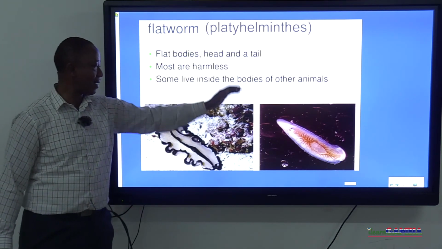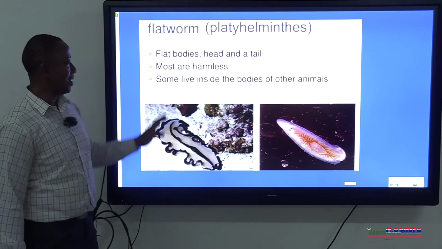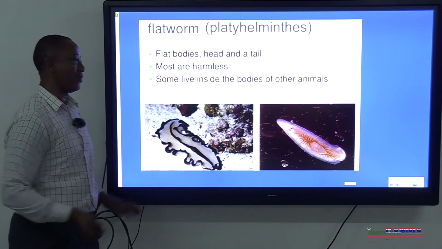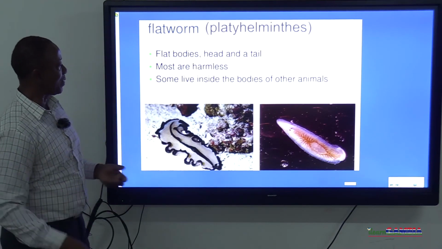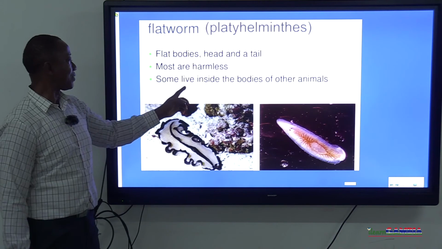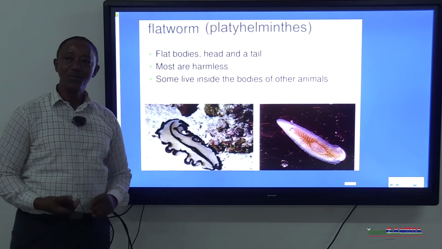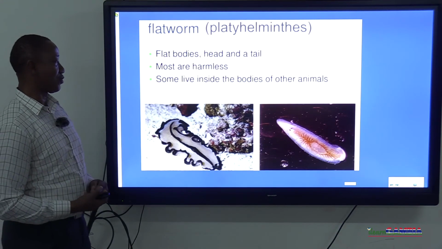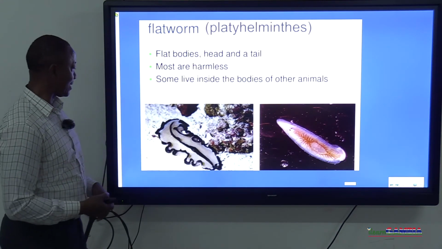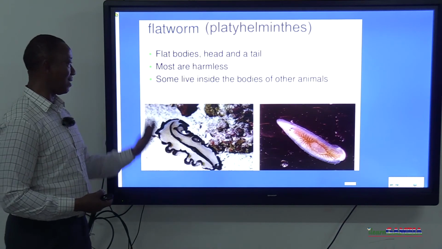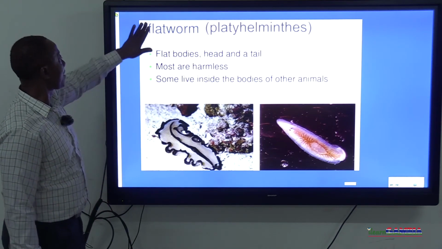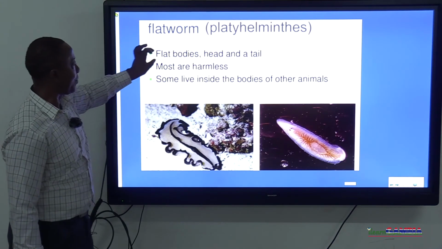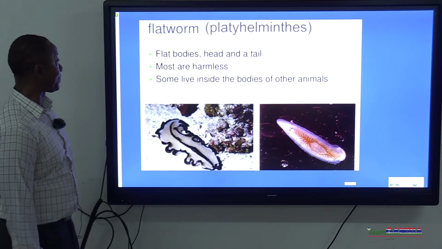They have a head and a tail, and most of them are said to be harmless. Harmless in the sense they live on their own. They don't need to depend on other organisms. But there are some of them that live inside the bodies of some other organisms. And there, they might be causing some harm, because if they are inside your body, then they must be taking their food from you. So that's the flatworms. From the name, you know they have flat bodies.